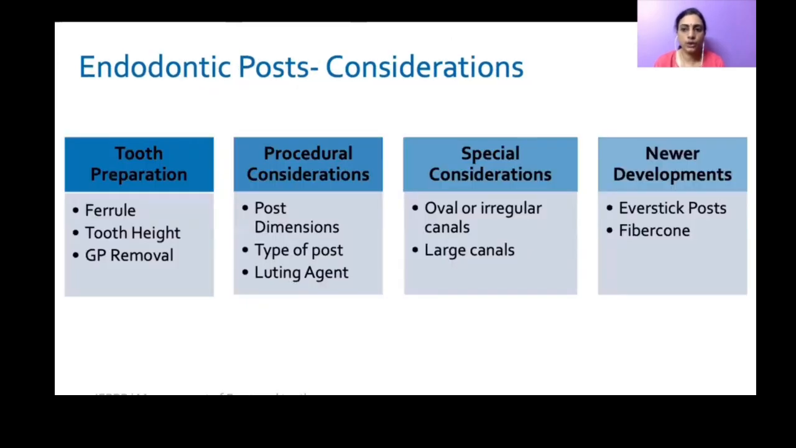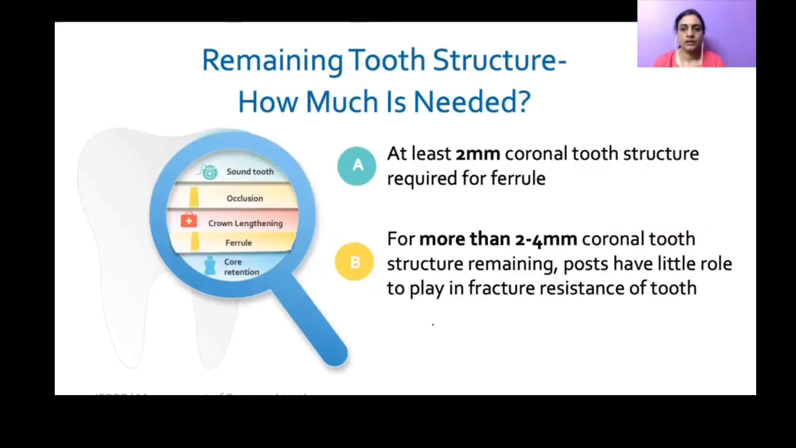There are 4 broad topics under which I'm going to discuss endodontic posts. And first, let us start with the tooth preparation considerations. A minimum of 2 mm of coronal tooth structure is required because this is what is going to give us the ferrule. If you have more than 4 mm of tooth structure remaining, you can go ahead, give a core and crown. A post will not be indicated.